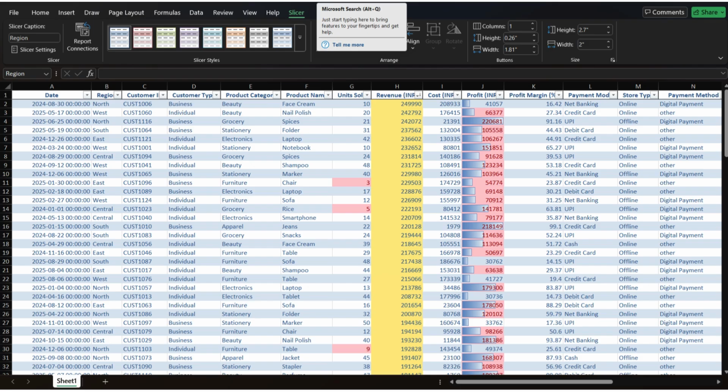To improve results, management should increase marketing focus on the beauty category, analyze price and demand in the apparel segment, and strengthen sales strategies in the East region to boost profitability across all areas.